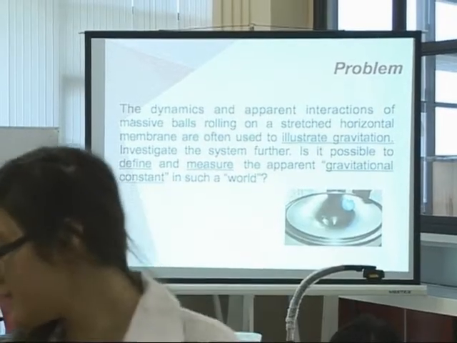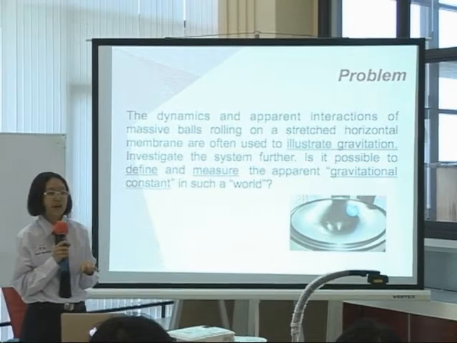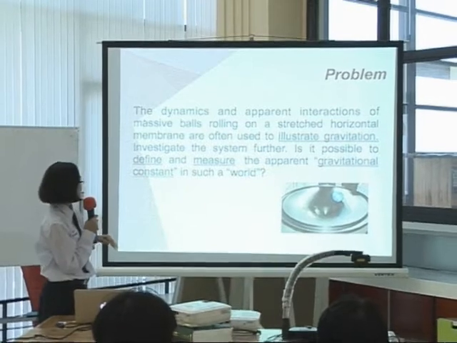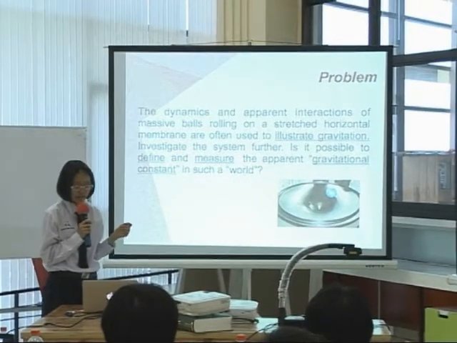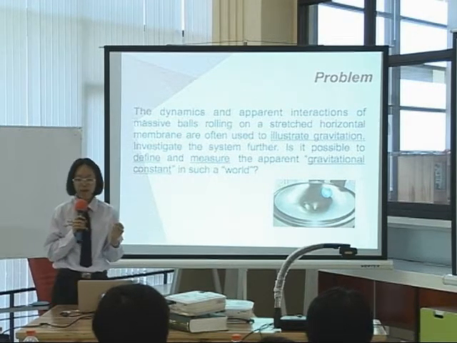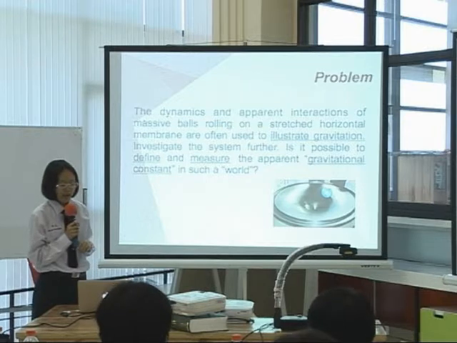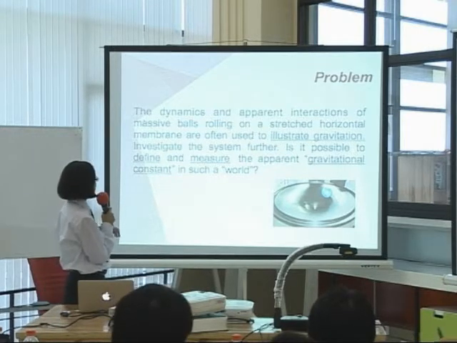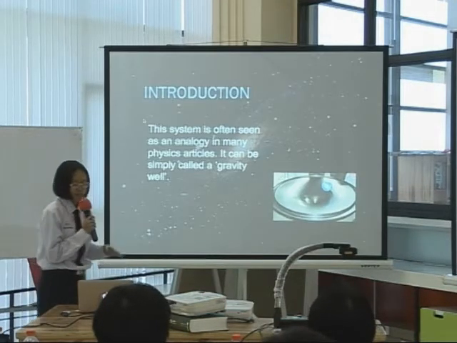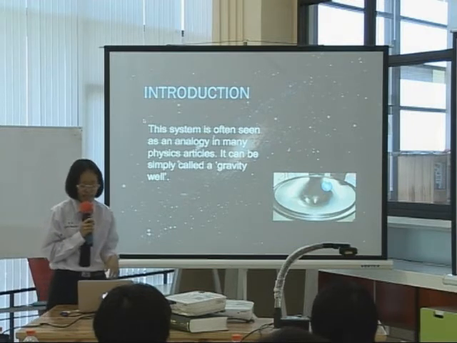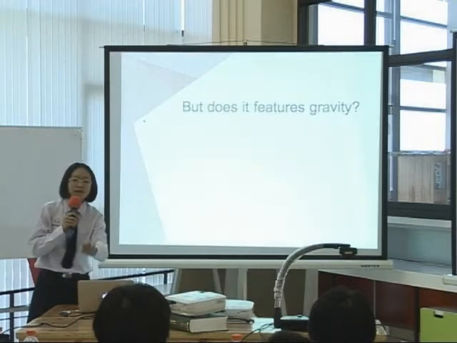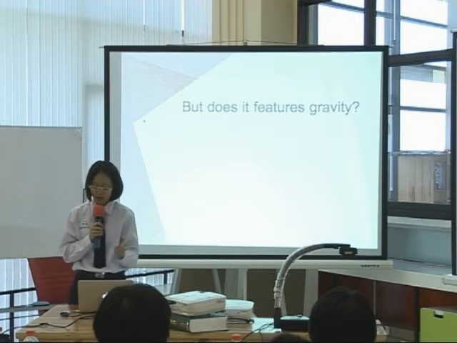Okay, the problem says there are dynamics and apparent interactions of massive balls rolling, and they say this is often used to illustrate gravitation. And I am asked to investigate the system further. Is it possible to define and measure the apparent gravitational constant in this world? This system is often seen as an analogy in many physics articles to illustrate gravity. But does it feature gravity?